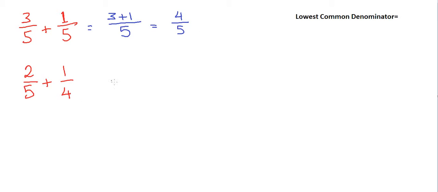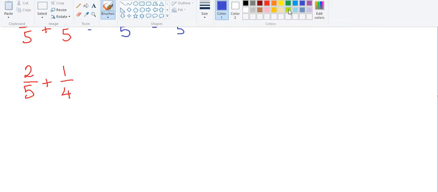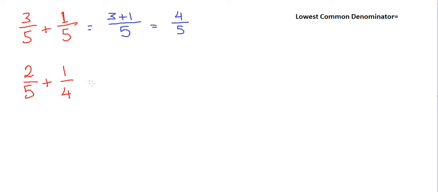Okay, let's move on to our next question. What about if the denominators are different? In this question we have 2/5 plus 1/4. Let me just change the color of my brush. Now, the first thing you have to do is make the denominators the same. The easiest way to do this is to find the lowest common denominator. What does that mean? It's the lowest number that both the denominators go into. I'll say that again: it's the lowest number that both these numbers go into.